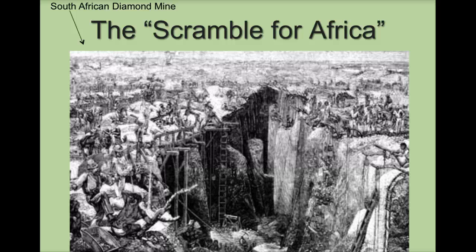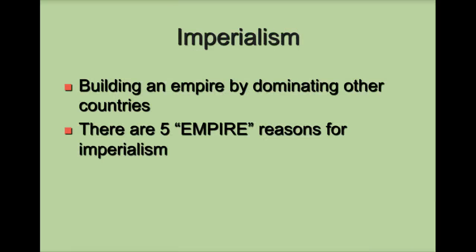So before we get into the Scramble for Africa, I want to talk about what imperialism is and what some of the motivations are, what's driving the imperialism. So imperialism is just building an empire by dominating other countries. Just to review, we talked about the transoceanic empires. It's basically exerting political, economic, and/or cultural dominance over another region.